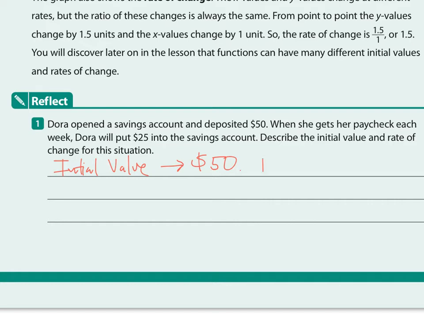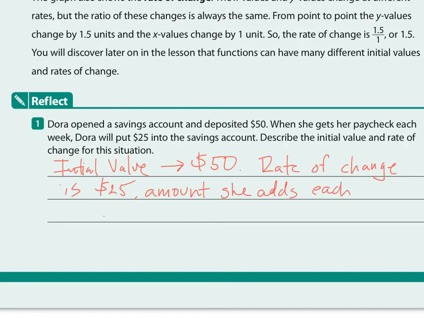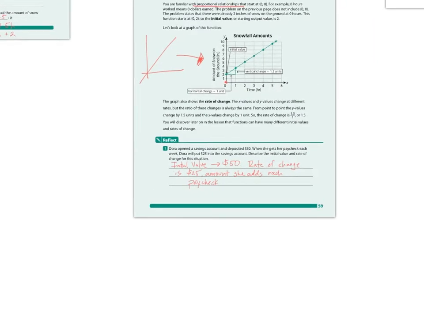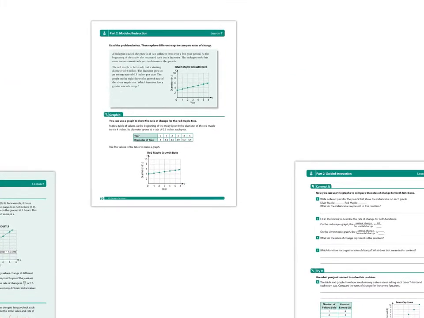What's her rate of change? Well, what's changing? How much money goes into her account? Well, every paycheck, $25 goes into her bank account. So the rate of change is $25, right? This is the amount that she adds for each paycheck. She adds each paycheck. Cool. Okay. All right.